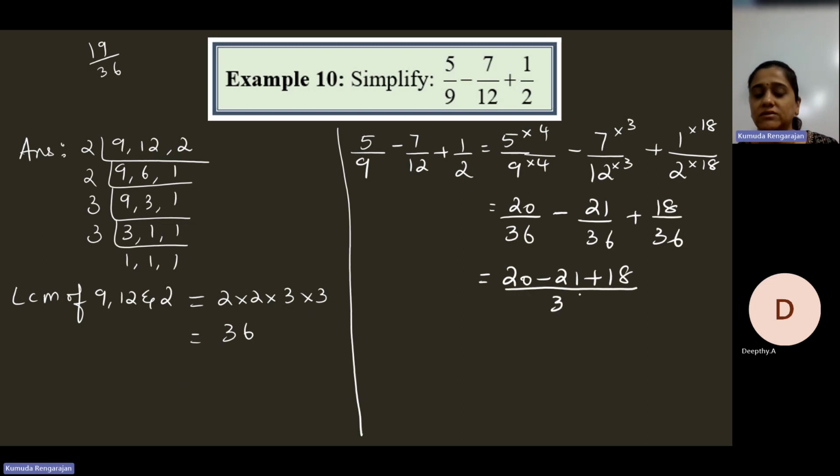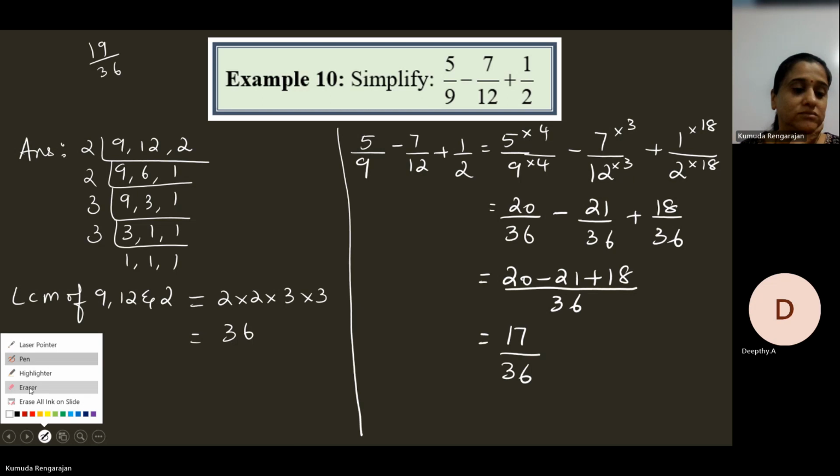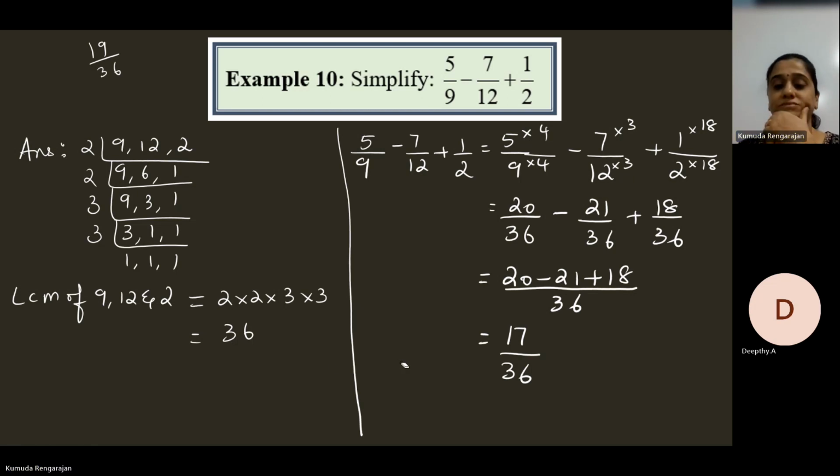the whole upon 36. What's 20 minus 21? Minus 1. What's minus 1 plus 18? Plus 17 or minus 17? 17 by 36. Satakshi, sorry, Deepthi, you got 19, huh? Yes, mom. Just check if I'm right or you're right. Did you get the same numbers? This one? 20 minus 21 plus 18 by 36? Yes, mom, I got the same numbers.